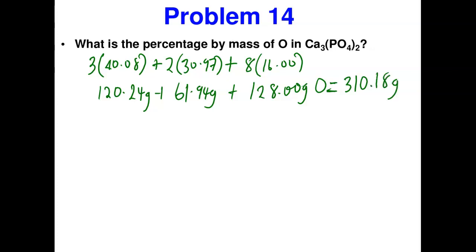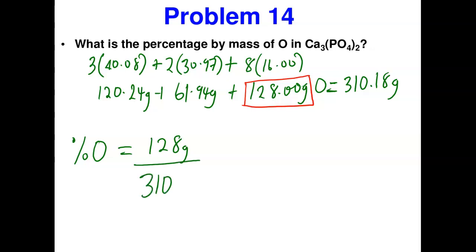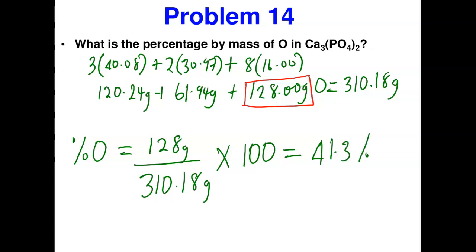And if you add everything together, the total mass is going to be 310.18 grams. And then we're looking for only percentage of oxygen. Oxygen that we have there weighs a total of what? 128 grams. So this will be 128 grams of oxygen divided by the total molecular mass, 310.18 grams. We're going to multiply this by 100, and that is going to give you 41.3% of oxygen is contained in calcium phosphate.